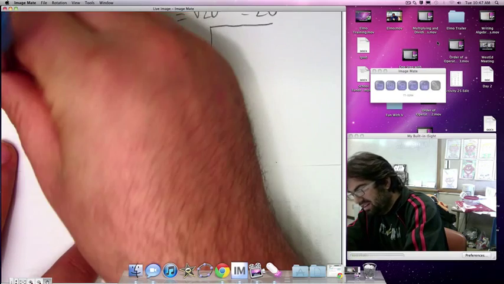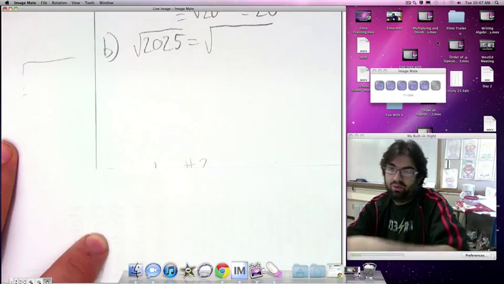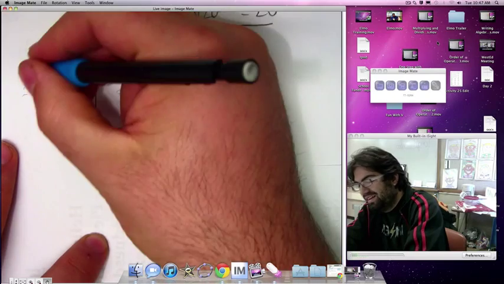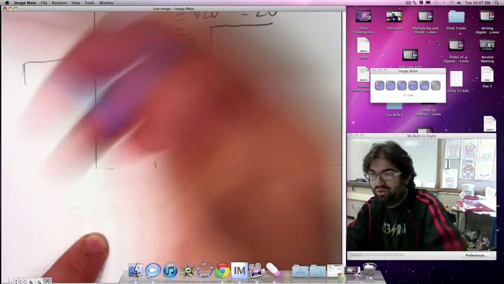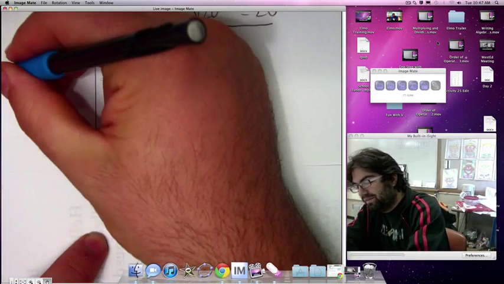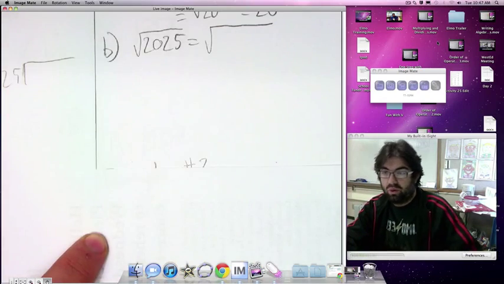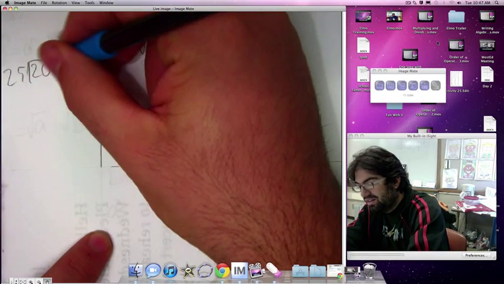Oh man, I did it. By the way, you'll start doing that too. You'll start putting square root instead of divide, or divide instead of square root. I do it all the time. I'm just going to divide 25 into here.